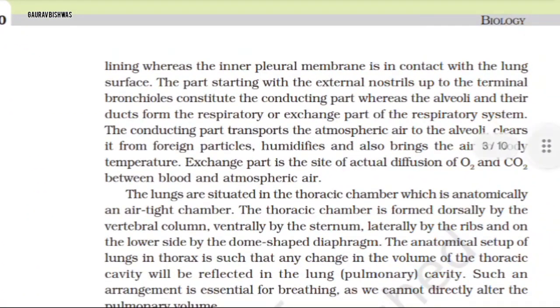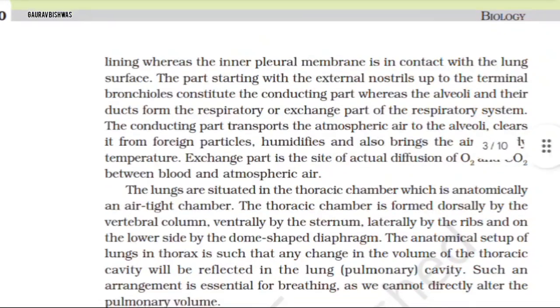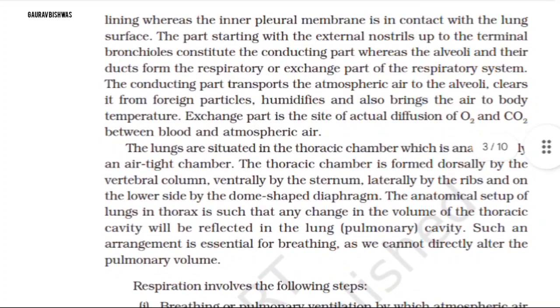The part starting with the external nostrils up to the terminal bronchioles constitutes the conducting part, whereas the alveoli and their ducts form the respiratory or exchange part of the respiratory system. The conducting part transports the atmospheric air to the alveoli, clears it of foreign particles, humidifies it, and also brings the air to body temperature. The exchange part is the site of actual diffusion of oxygen and carbon dioxide between blood and atmospheric air.